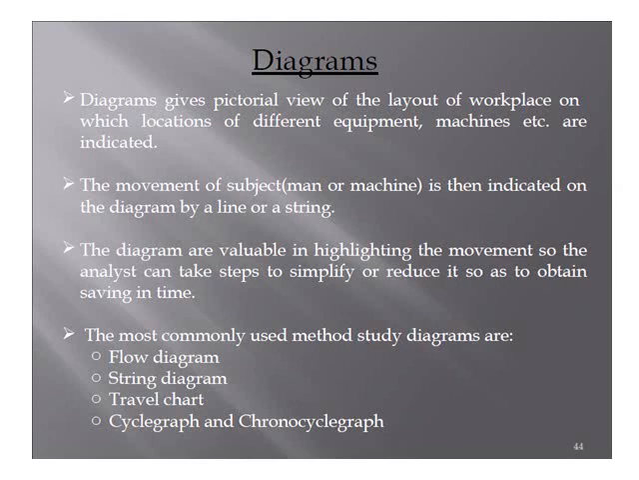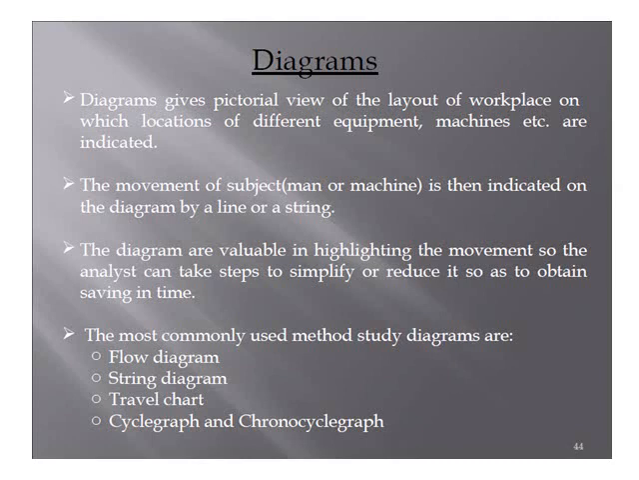Diagrams give a pictorial view of the layout of the workpiece, and the location of different equipment, machines, etc. So we can know the movement of material, man or machine, indicated in a diagram either through a line or a string. The major advantage of diagrams is that we can easily understand how the materials are moving, how much distance, and where the departments are located. So if two or three departments are clubbed together, is there any possibility to increase the value, or can we reduce the non-value added process.